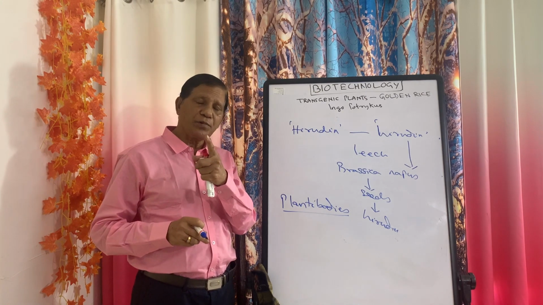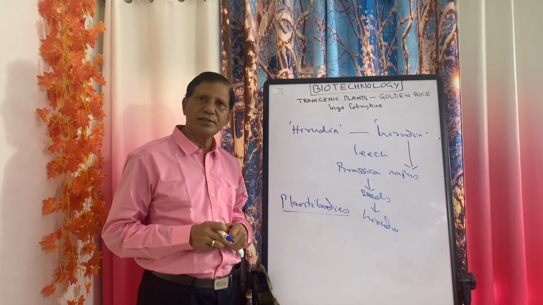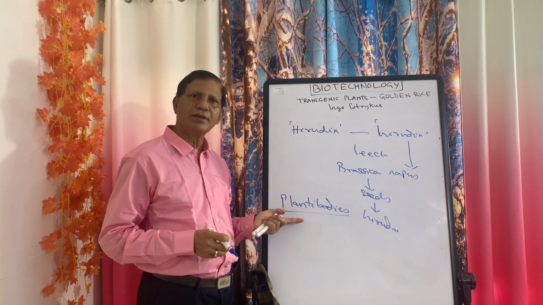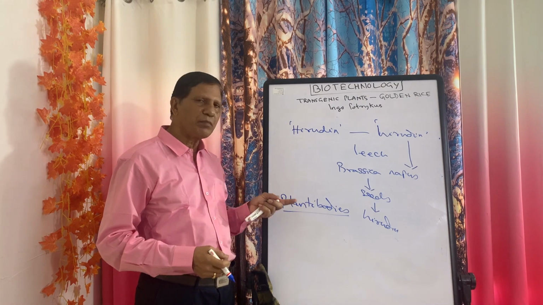That is why in one of the points I have told you tailor-made plants, where I have given the example of pharmaceuticals. So you see directly they are used here. The plant product is directly used as antibody. That is, they are known as plantibodies.